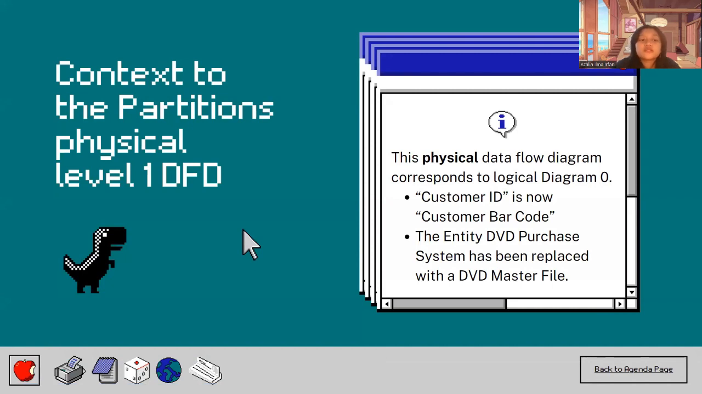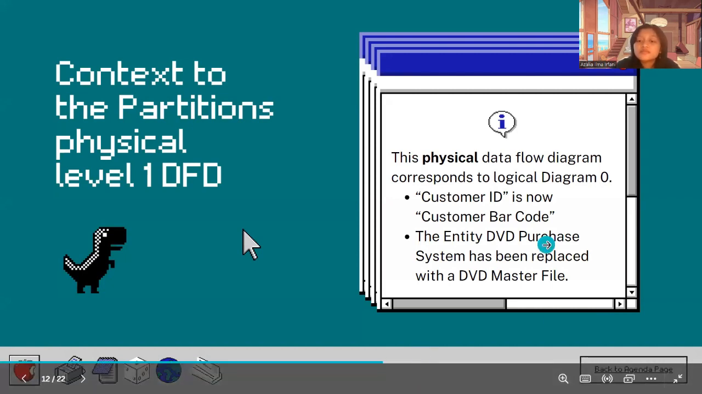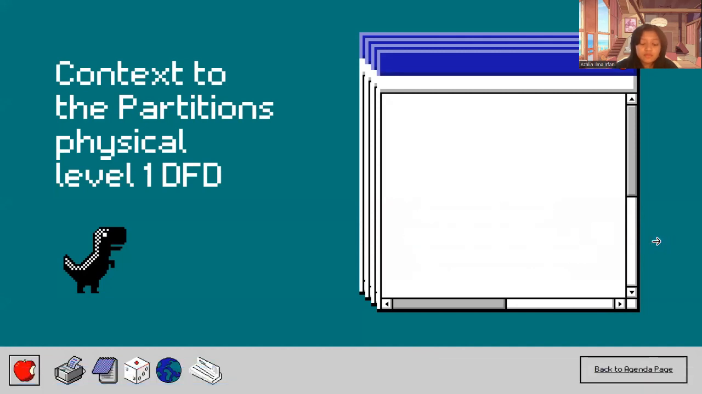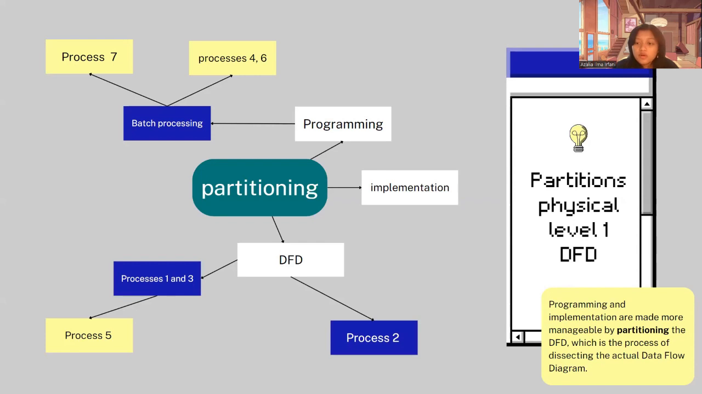Yeah, so this is the context of the partition of the physical level 1 DFD. Next slide. Okay, so programming and implementation are made more manageable by the partitioning of the DFD, which is the process of dissecting the actual data flow diagram. To identify which processes should be created as separate programs for efficiency and effectiveness, this technique uses dotted lines. Like from the last slide, it is necessary that we replace some of the context, because DVDs are rented throughout the day, but the cash receipt report is produced only once a week. So it's used to store information from time to time as the DVDs are rented until they are returned.